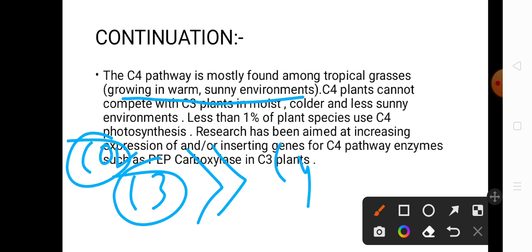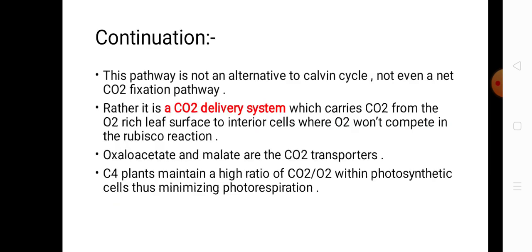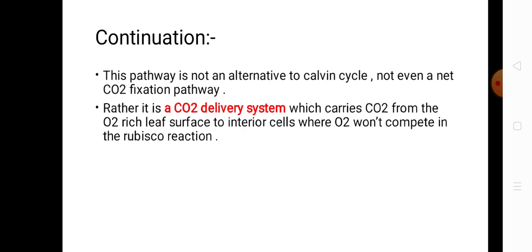So that's the idea of our C4 pathway or Hatch-Slack pathway. That's how an additional CO2 delivery system helps plants minimize photorespiration, so that their carbohydrate production will not be reduced drastically.